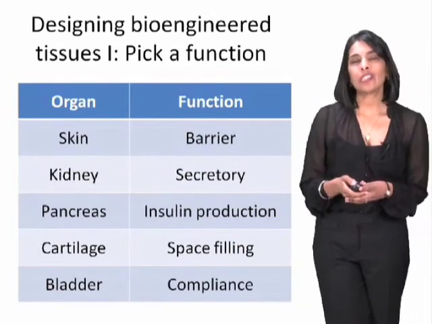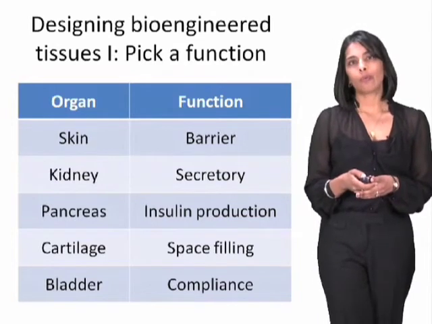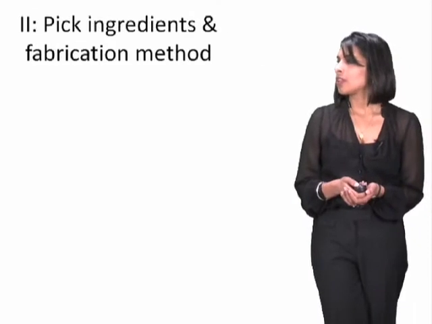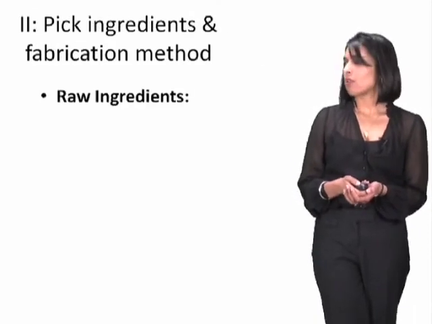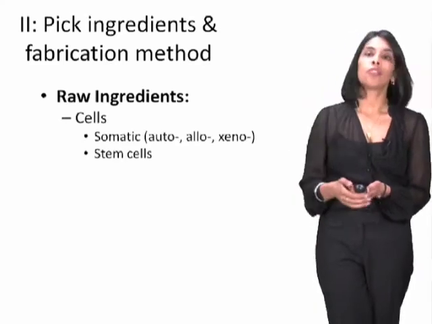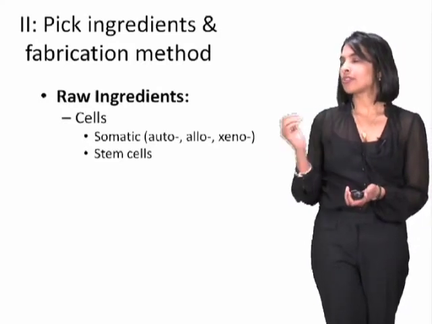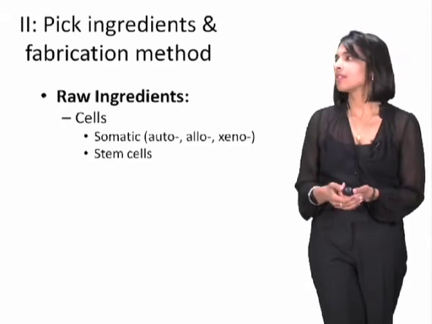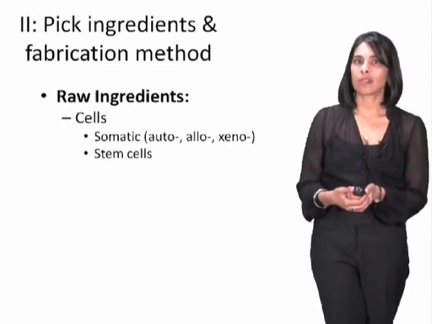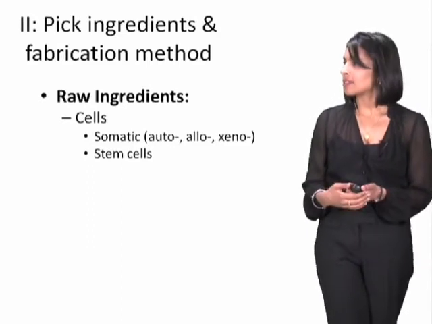Okay, well then, once you've made your decision about what functions you're most interested in, what would one then do to go further and actually engineer a tissue from scratch? So the next thing to do would be picking some raw ingredients. The raw ingredients that one has to work with are cells. There's actually a variety of cell sources that one can consider. So there are somatic cells and stem cells. Somatic cells are cells of the body that are not germ cells, that is, not eggs or sperm. So they're part of the adult organism.